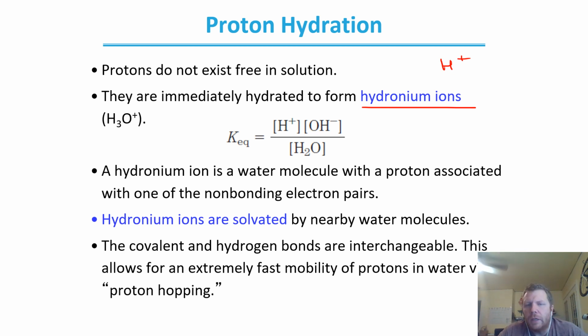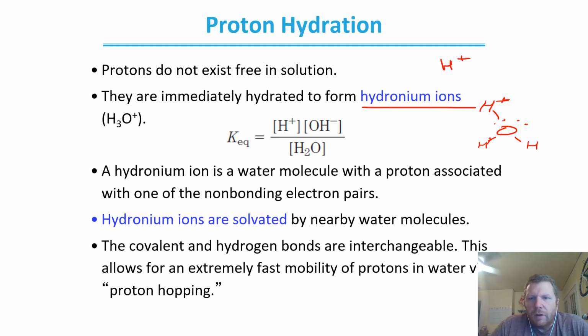So KEQ is equal to our products over our reactants: the concentration of H plus times the concentration of hydroxide divided by the concentration of water. A hydronium ion is a water molecule where the proton is associated with one of the non-bonding electron pairs. So when we talk about this, we've got a third one for that hydrogen ion to make our hydronium ion.